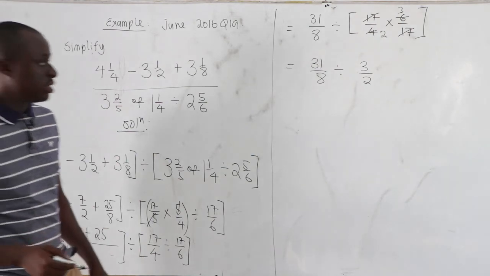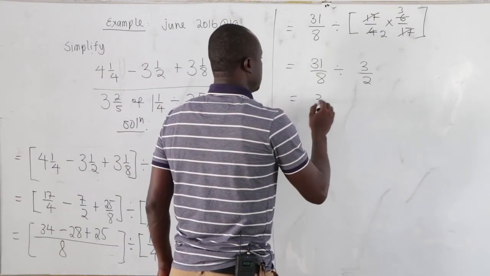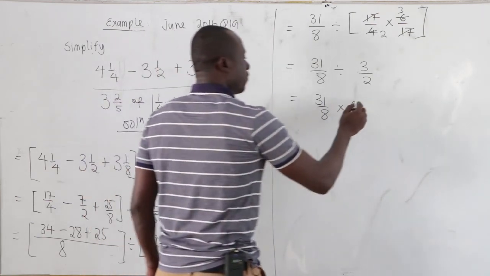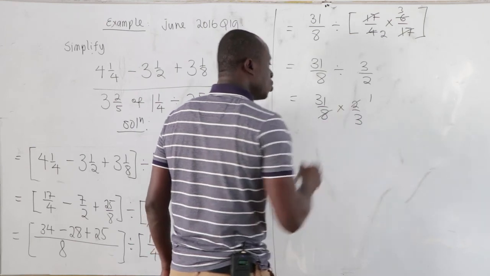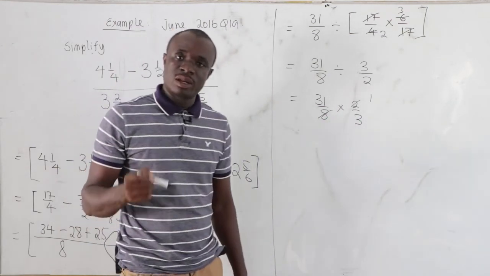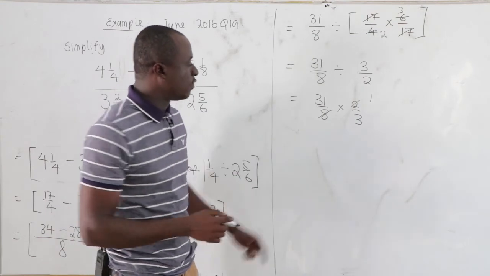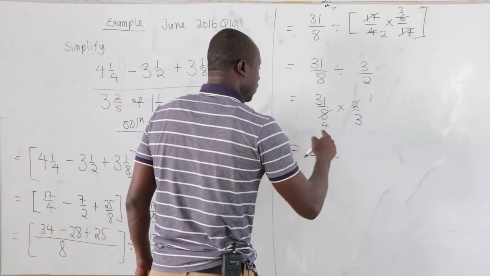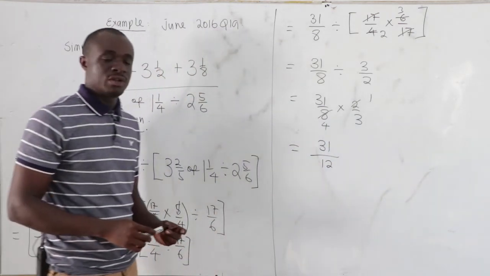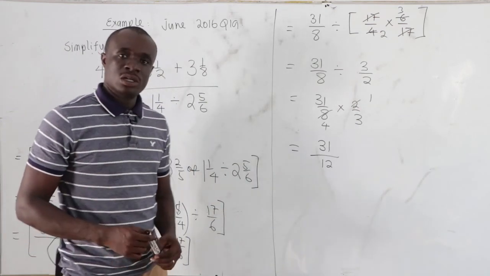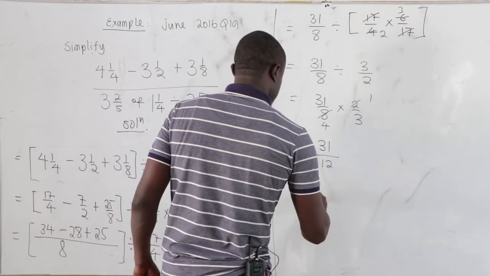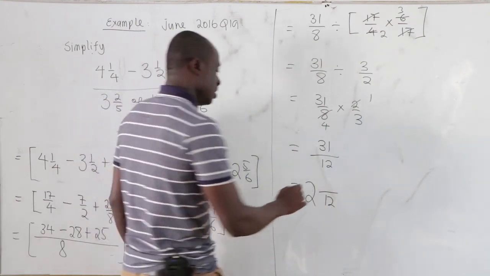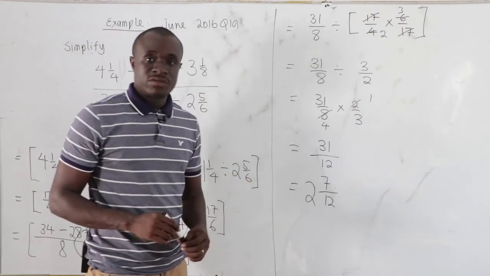Division will change to what? Multiplication. So that is 31 over 8 times 2 all over 3. Now 2 will go into 2, that is 1, and 2 will go into 8, that is 4 times. So what do you have? 31 all over 4 times 3, and this is 12. Now, how many times will 12 go into 31? That will be 2 times. 12 times 2, that's 24. 24 plus 7 will give us 31. That is very, very easy.